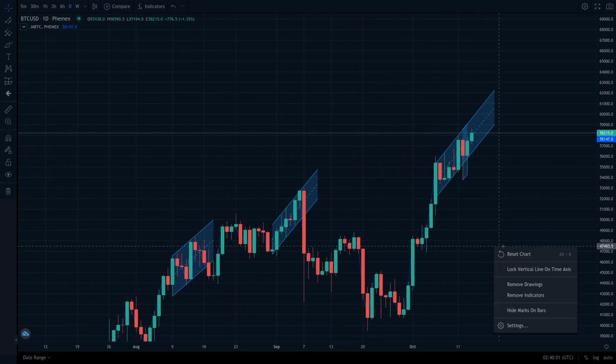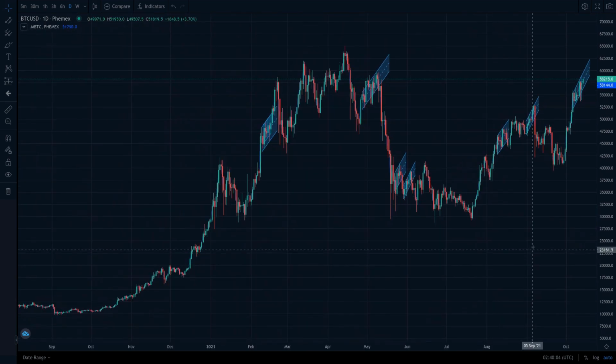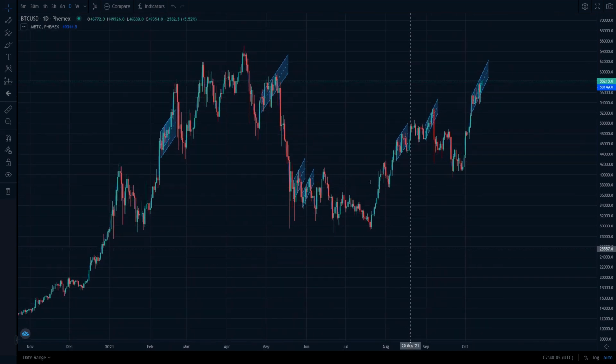So this is like what a bear flag would look like. And I've pointed some of these out. I've drawn some of these in on the cycle here. This is 1, 2, 3, 4, 5, 6, 7th.